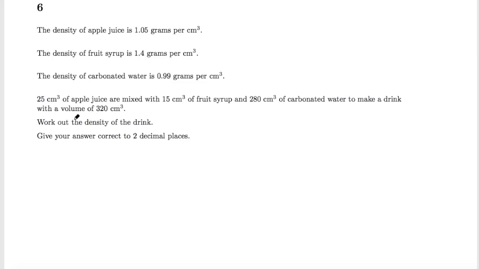So we've got a drink with a volume of 320 centimeters cubed made up of these 3 mixtures. For a density, we need the weight and we need the volume. We're given the volume and we need to work out the weight using these facts. Basically you just need to do some calculations multiplying these values. So the weight of the apple juice is 1.05 multiplied by how much apple juice is in the mixture. That will give us 26.25 grams.